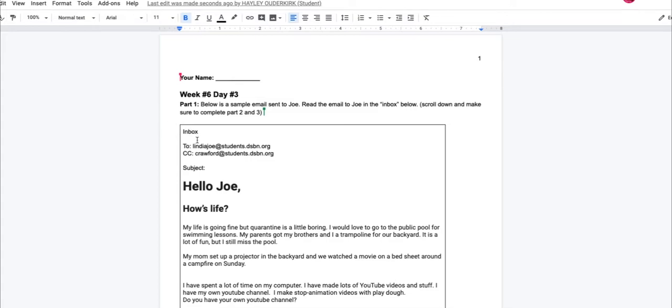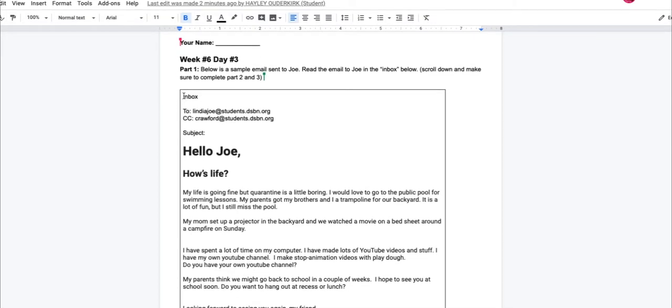So this is an inbox here. We're going to pretend this is an inbox. So it says inbox here. And then this is the To field. It says To Lindia Joe at students.dsbn.org. That's the person who received the email. And then you can see it's CC to Mr. Crawford here. CC means carbon copy. Haley, can you say that? Carbon copy. That means that there's another person who's actually a recipient of the email, okay?